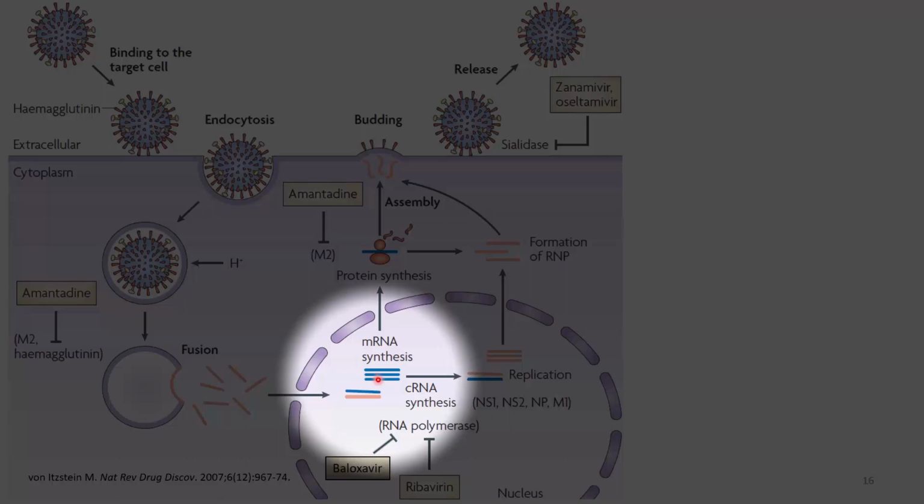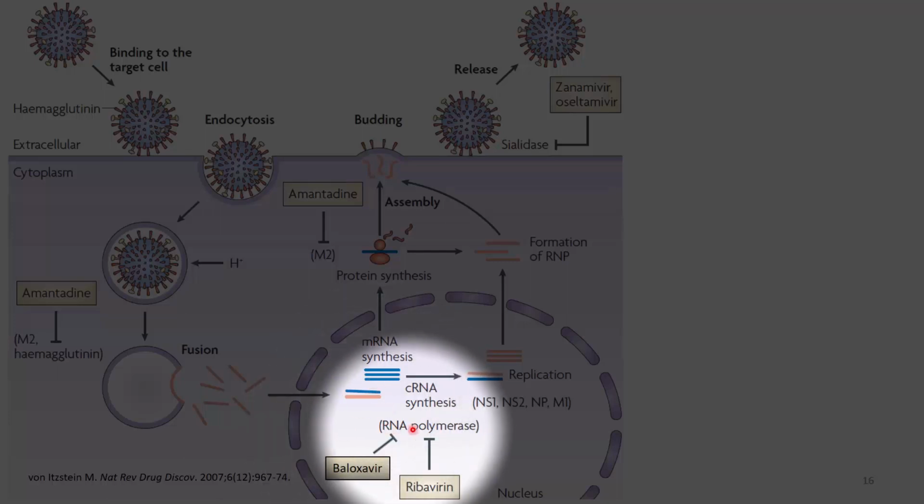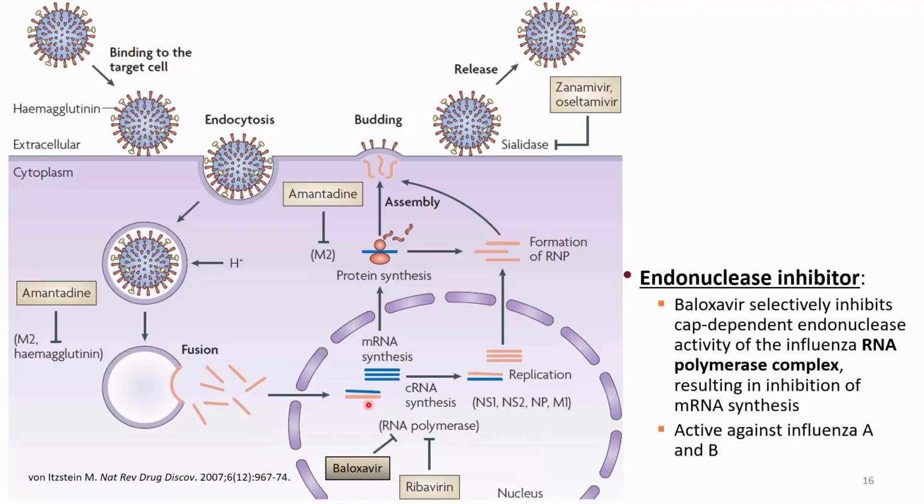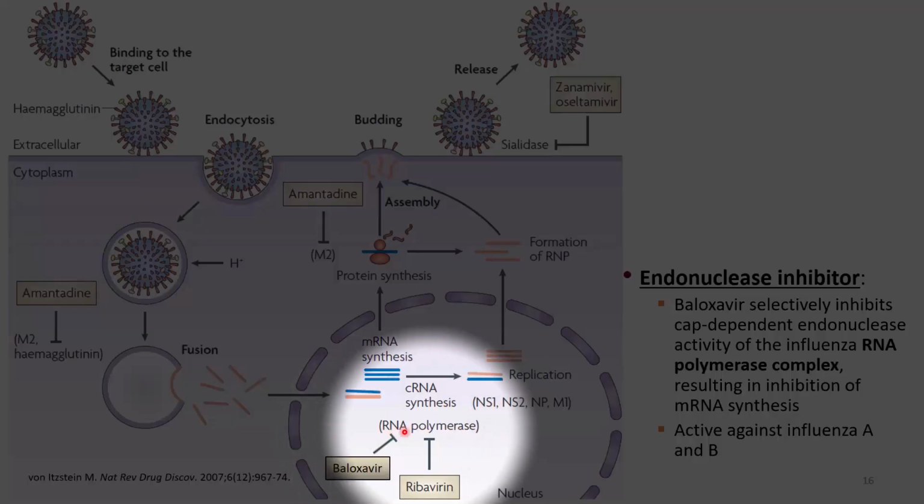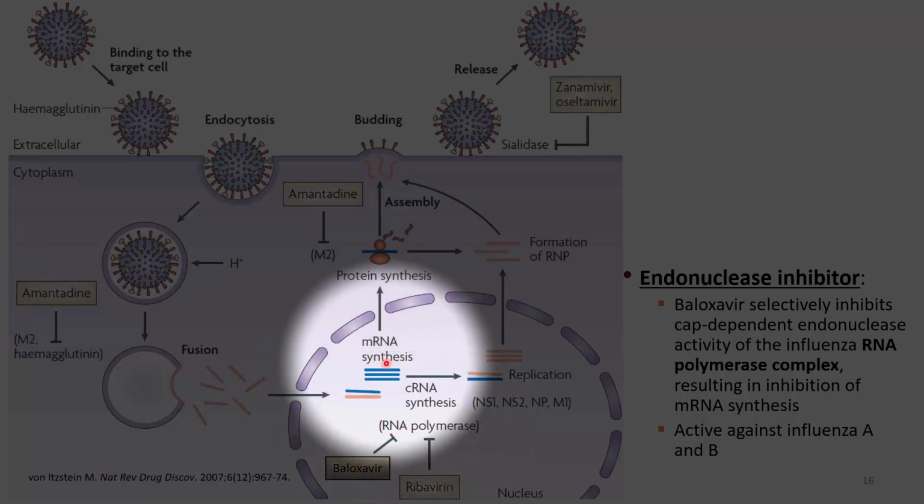Now, this process is extremely important to the life cycle of the virus, and we have drugs that can actually target the RNA polymerase. So we have ribavirin that is actually an RNA polymerase inhibitor, but it's not commonly used for influenza. And we have a new drug called baloxavir. Baloxavir is an endonuclease inhibitor, so it selectively inhibits the CAP-dependent endonuclease activity of the influenza RNA polymerase. So by inhibiting this RNA polymerase, it results in inhibition of mRNA synthesis, so it will interrupt the life cycle of the virus.